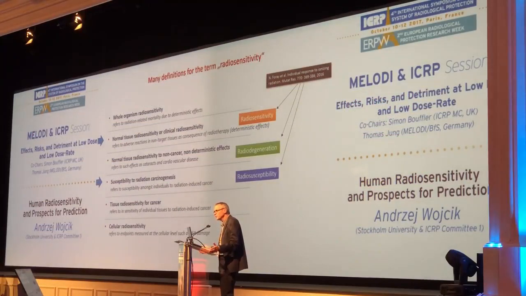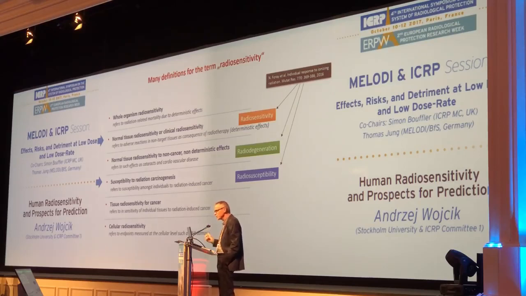So you can talk about whole organism radiosensitivity. You can talk about normal tissue radiosensitivity with respect to side effects of radiotherapy, so clinical radiosensitivity, normal tissue radiosensitivity, non-cancer, non-deterministic effects, susceptibility to radiation carcinogenesis, tissue radiosensitivity for cancer, or cellular radiosensitivity. I'm not going to talk about everything. I will focus on these 2 points that are marked with the arrows, and there has been a very nice paper published by Nicolas Forêt last year in Mutation Research that some of you may know, where he introduced some terms in order to avoid misunderstanding.